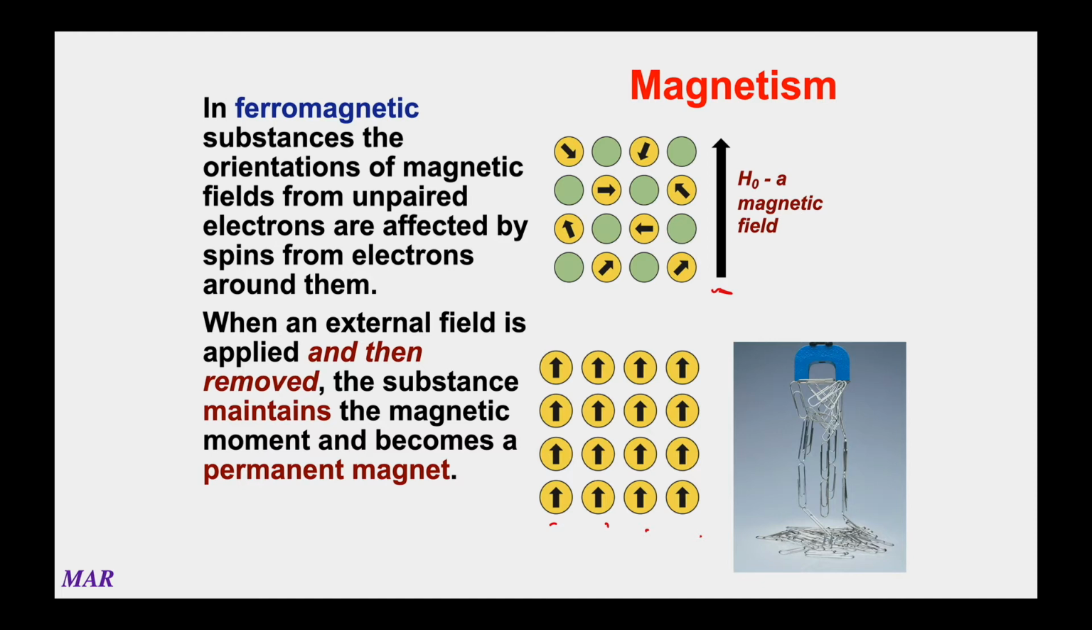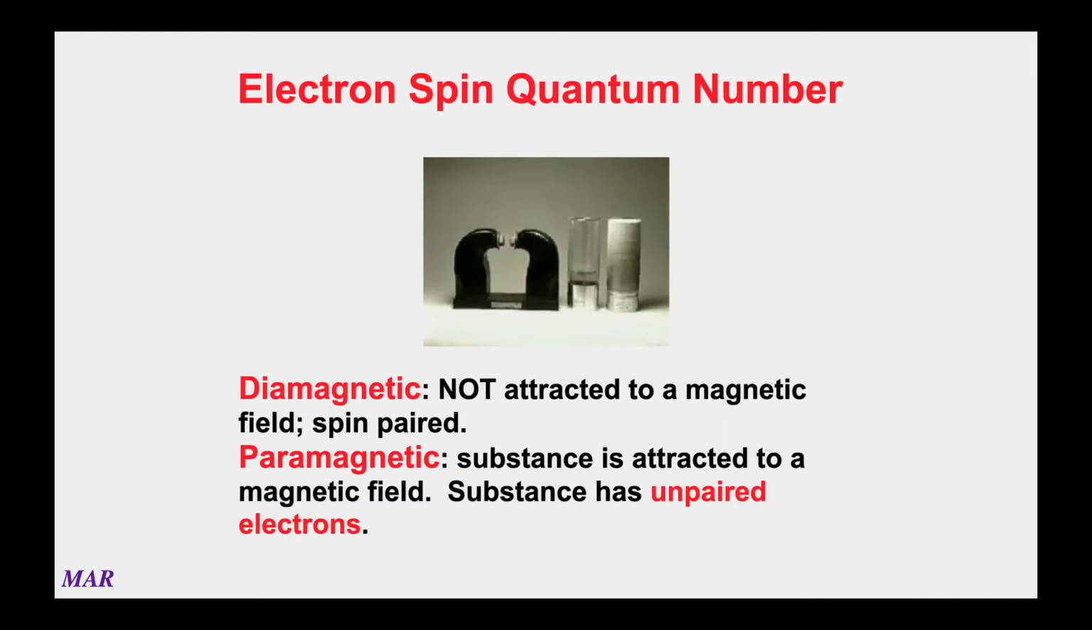But a lot of systems are paramagnetic, and we're going to talk about how to find out if an atom is paramagnetic or not, and then maybe make some suggestions as to when it could be ferromagnetic or even a permanent magnet. Different materials have different magnetic properties.